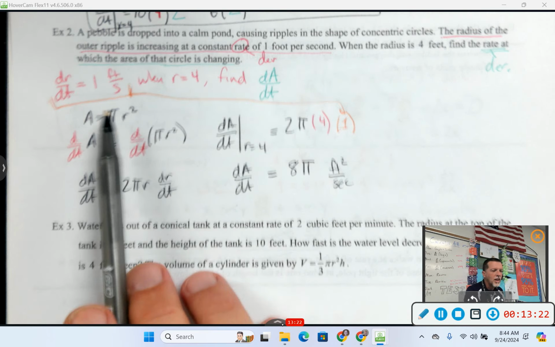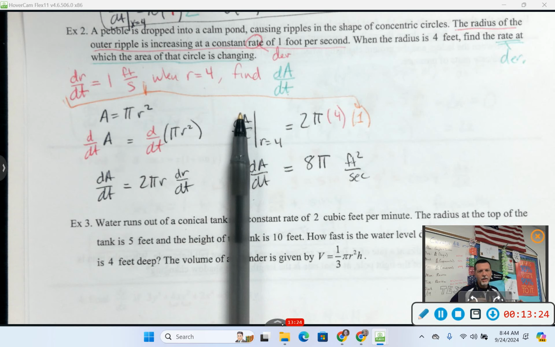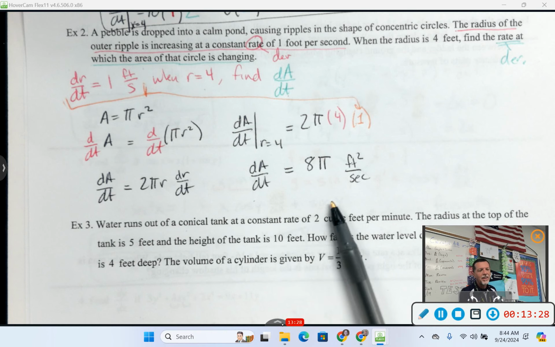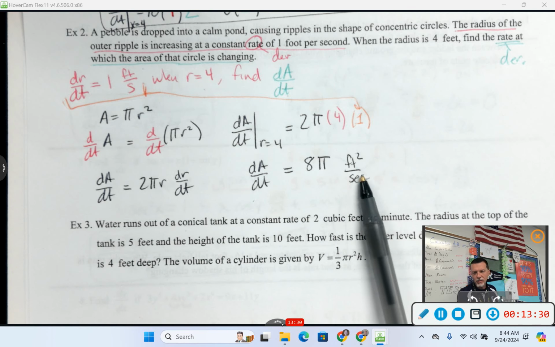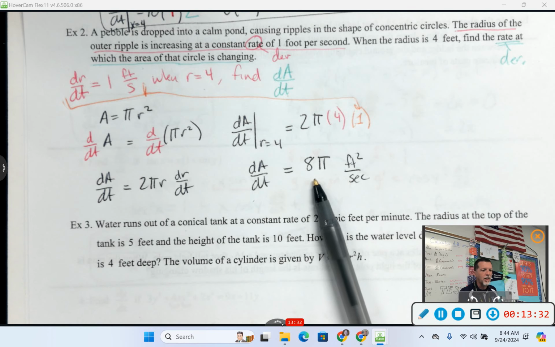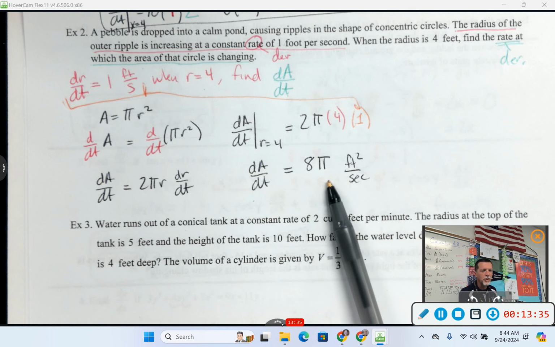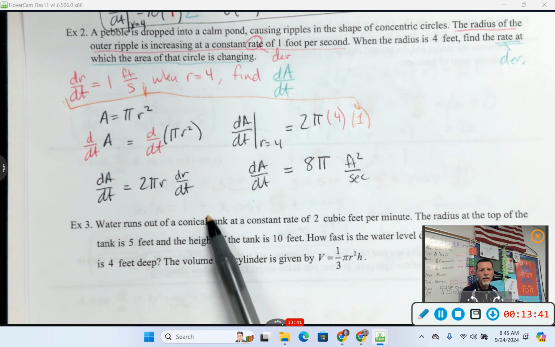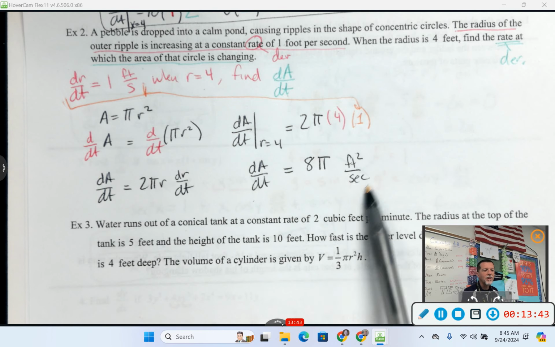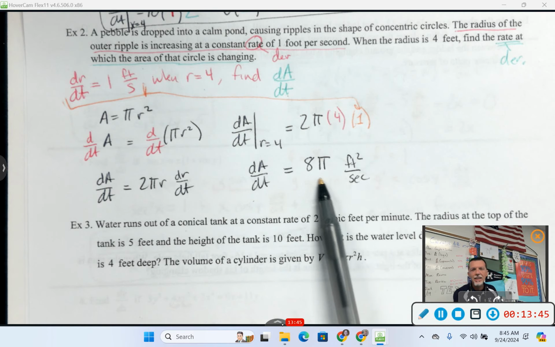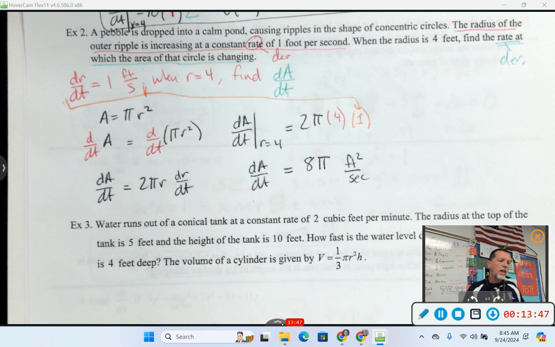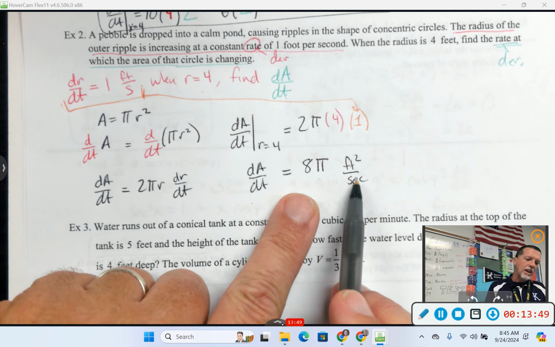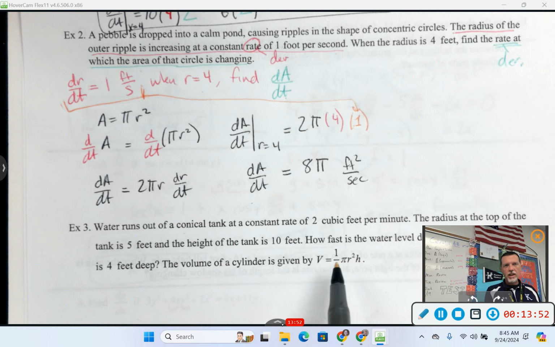So this means the radius is expanding at 1 foot per second, and as it's doing that, the area is getting bigger at 8 pi feet squared per second. So what is that? 8 times 3 is 24 plus a little bit. So like it's adding 25 square feet every second when the radius is 4. That changes when the radius is changing, so that's not a constant dA dt, but when r is 4, the area is changing at a rate of 8 pi feet squared per second.